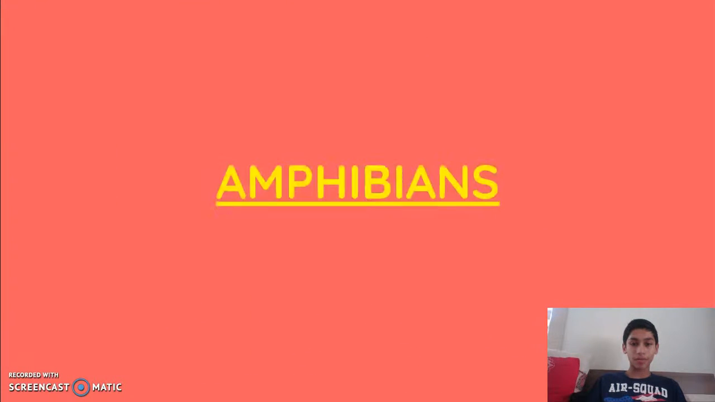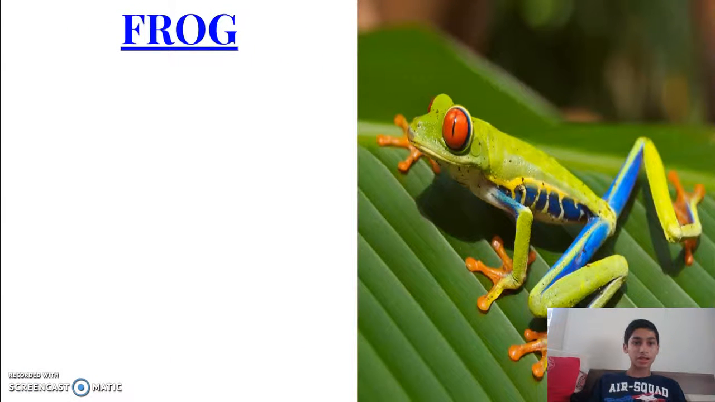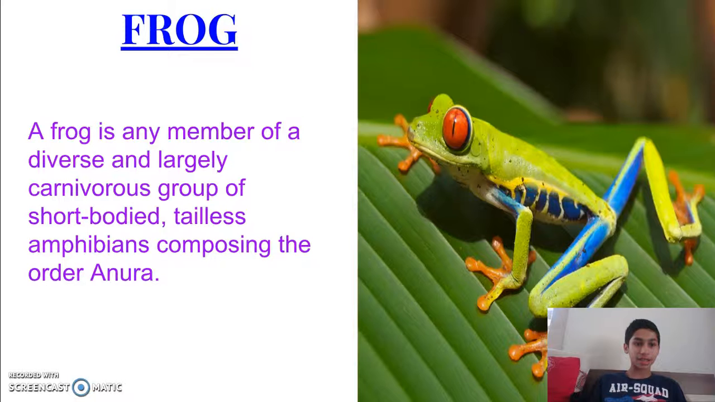Here I've given the project name again in order to start it with a good one. So amphibians, as you can see, and I'll get started with the subtopics. The first subtopic is frog, and here I've inserted an image of a frog. After I click enter, this is a short introduction about a frog.